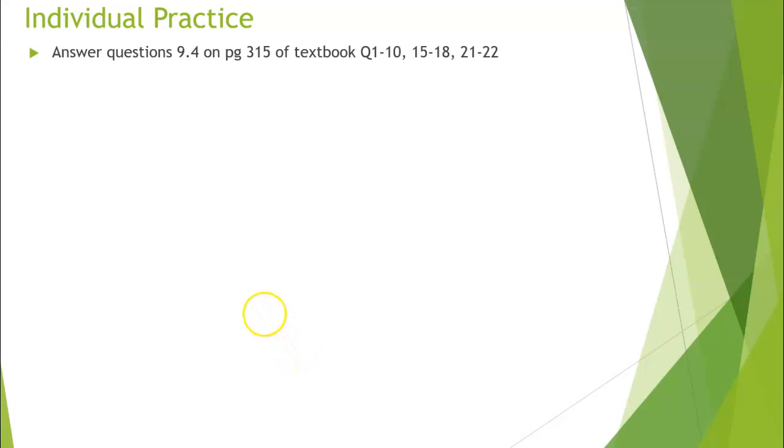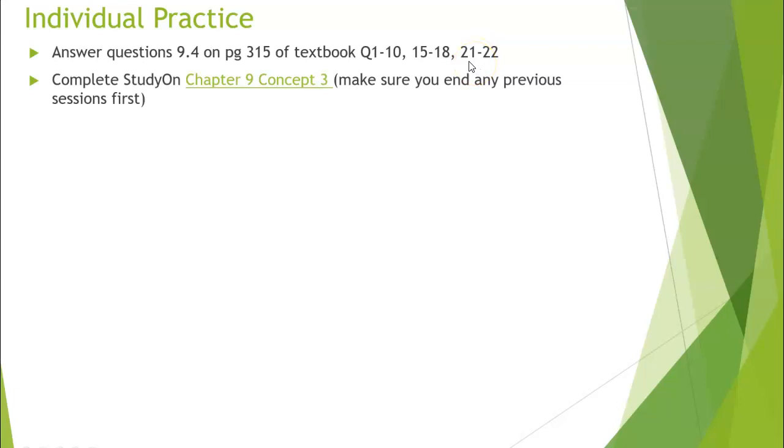So now it's time for you to do some individual practice. So I want you to answer the questions from the textbook on exercise 9.4 on page 315. I want you to answer questions 1 to 10, 15 to 18, and then 21 and 22. Then you're going to complete study on Chapter 9, Concept 3. Remember, make sure you end any previous sessions before you start.